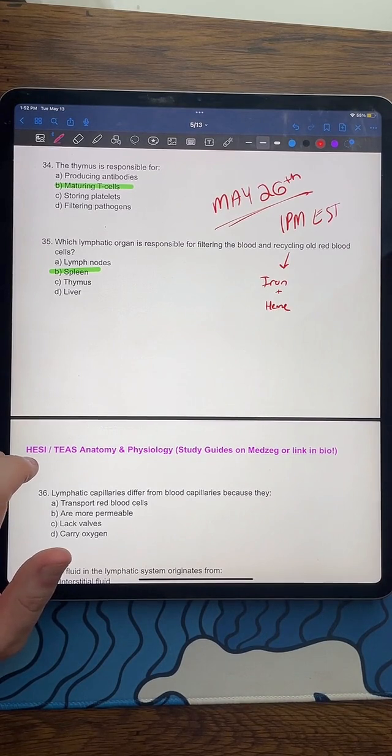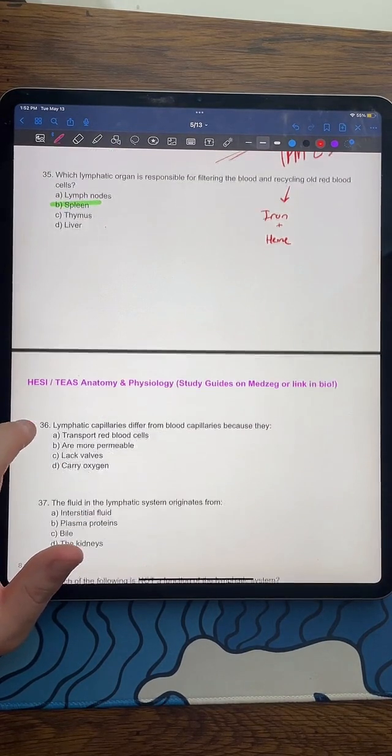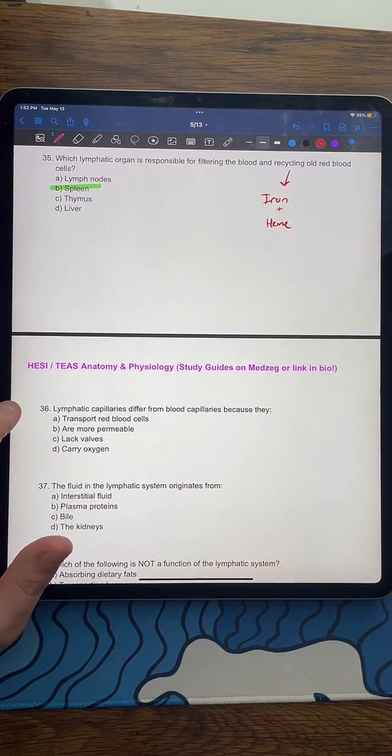Yep, we do TEAS review. This anatomy and physiology is mostly for TEAS and HESI. Like using these to keep my memory fresh. Awesome, thank you for being here.